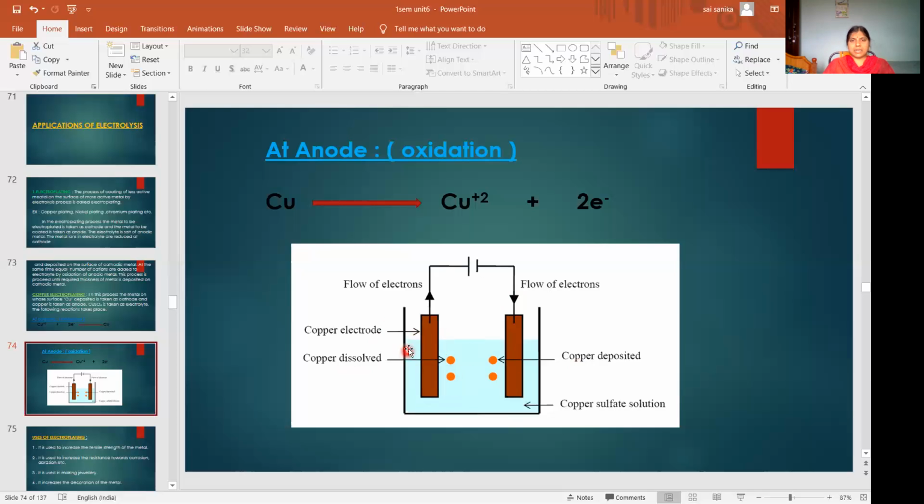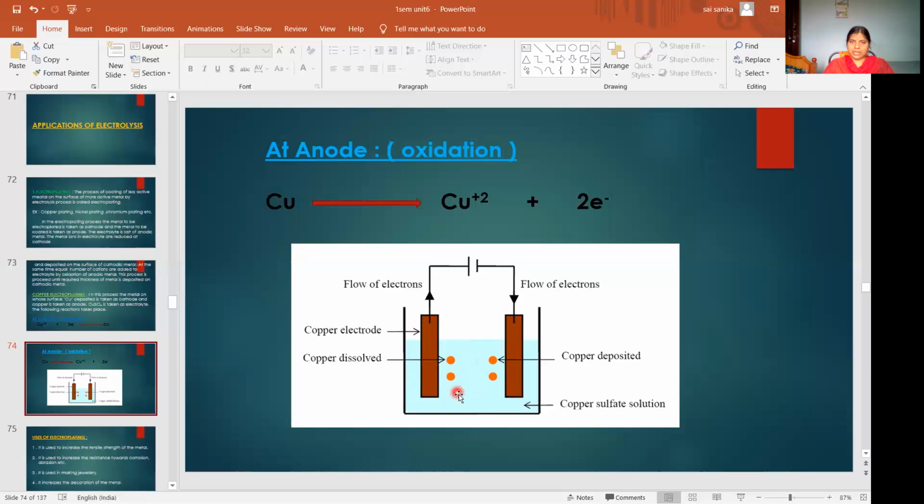So here, what happens at the anode? Oxidation takes place, so oxidation of this anodic metal. Okay, this copper rod itself undergoes oxidation. So Cu gives rise to Cu2+ plus 2 electrons. So already some copper ions are present in the solution. And meanwhile, this anodic metal is also undergoing oxidation, and Cu2+ ions will be entering into the solution.